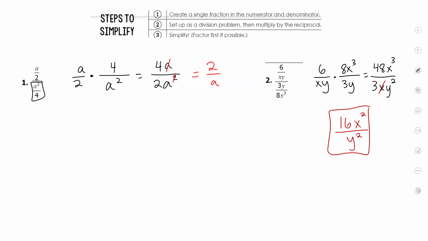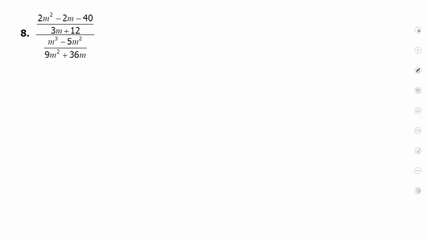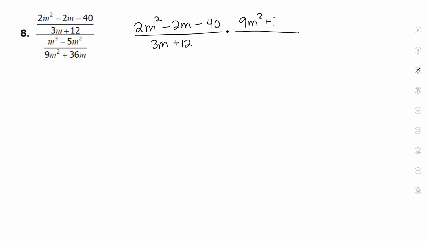All right, let's look at a different example. Let's look at number 8. We're going to use the same strategy. We're going to keep the numerator, the first fraction, the same. Change it to multiplication. And then I'm going to flip the second fraction. So this will become 9m squared plus 36m over m cubed minus 5m squared.